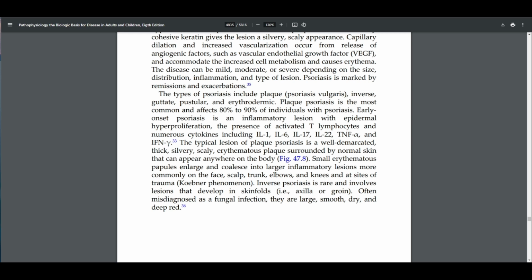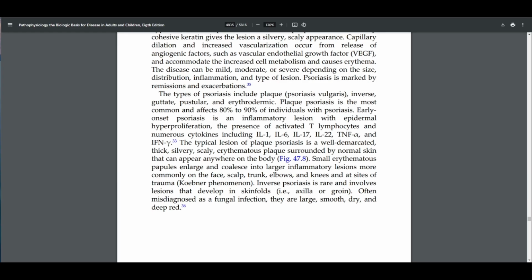Early onset psoriasis is an inflammatory lesion with epidermal hyperproliferation, the presence of activated T lymphocytes, and numerous cytokines, including interleukin 1, 6, 17, 22, tumor necrosis factor alpha, and interferon gamma.